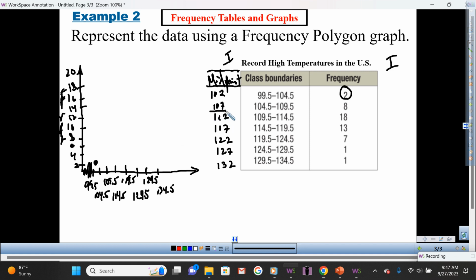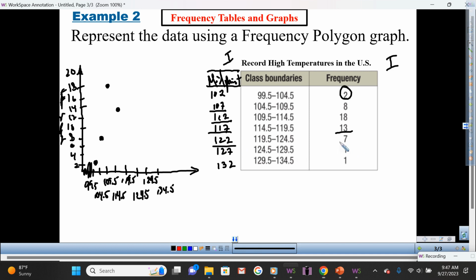What's the next midpoint? 107. Where's 107? About right here. What is the frequency? 8. Next one, what is our next midpoint? 112, what was that frequency? 18. 112 is about right here, and it goes all the way to 18. Next one, the midpoint is 117, frequency is 13, so it's about right there.